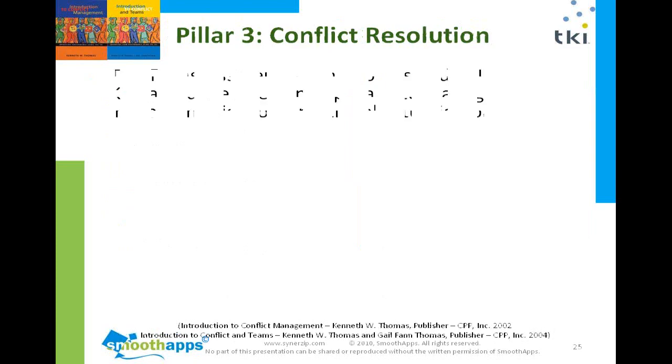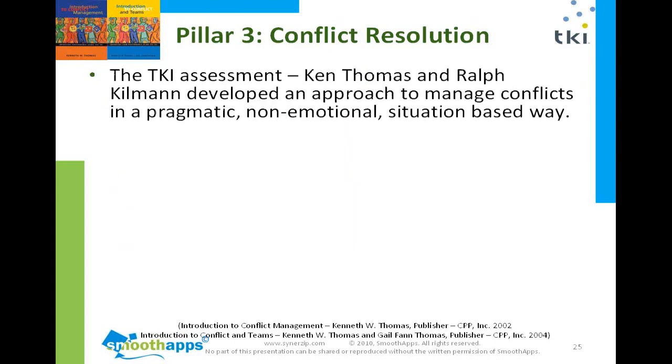So a couple of researchers, Ken Thomas and Ralph Kilmann, developed an assessment called the Thomas-Kilmann Conflict Mode Instrument. And basically they proposed a way to manage conflict in a pragmatic and non-emotional situation-based way. So one of the reasons that many of us avoid conflict is that our experience tells us it's messy. It's going to be extremely emotional. There's going to be a lot of collateral damage. But if somebody taught us a simple way to deal with conflicts in a non-emotional and pragmatic way, we may not resist it that much.